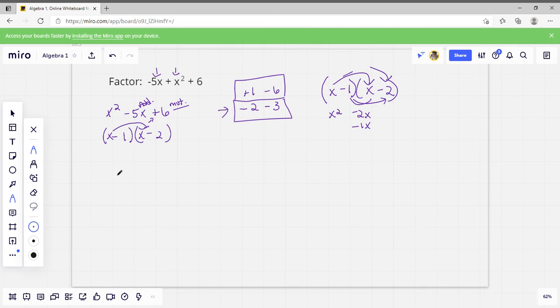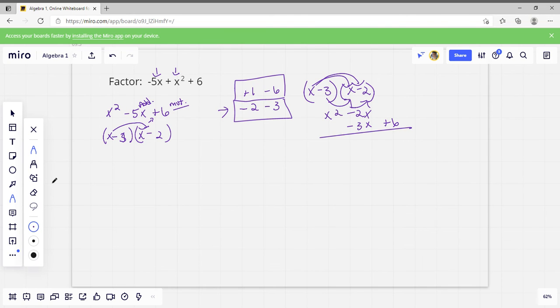oh, whoops, that was supposed to be 2 and a 3. Let me fix that real quick. There we go. x minus 3 times x minus 2. Haha, there we go. So x squared, negative 2x, negative 3x, positive 6. x squared minus 5x plus 6. So it came out the way it was supposed to.